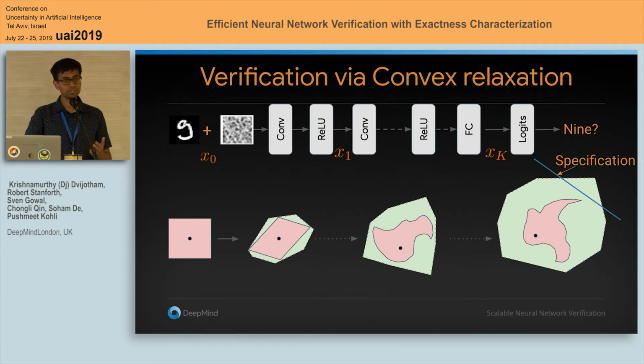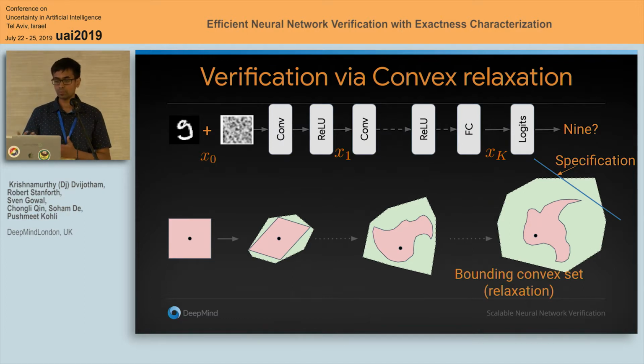What a lot of researchers have done in the past few years is to study this problem using the framework of convex relaxations, where rather than trying to compute these sets exactly, you compute these bounding convex sets that outer approximate the sets that you're interested in. And if the bounding convex set does not cross the specification, and that you can answer using just solving a convex optimization problem, then you can conclude that your network was truly robust, right?